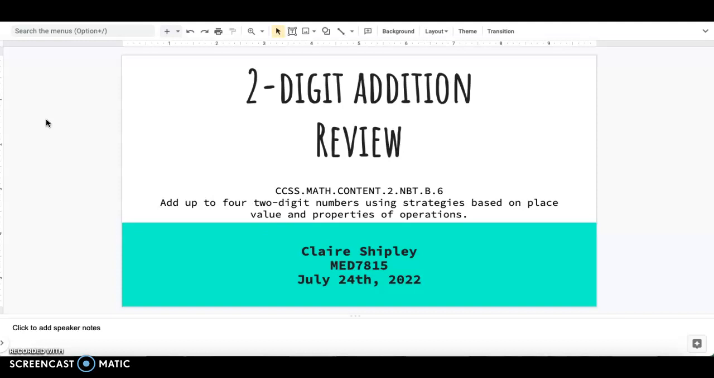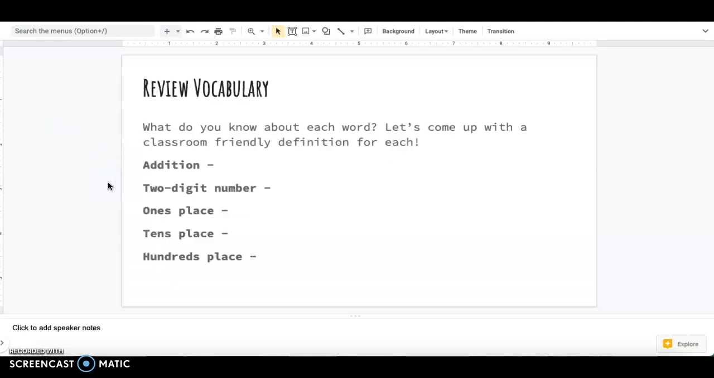So being that this is a review, my second graders have already been introduced to two-digit addition, and this will cover the strategies we use to solve two-digit addition equations, and will incorporate a game-based activity using the online application Kahoot. Now, to start off, we will review our mathematical vocabulary.